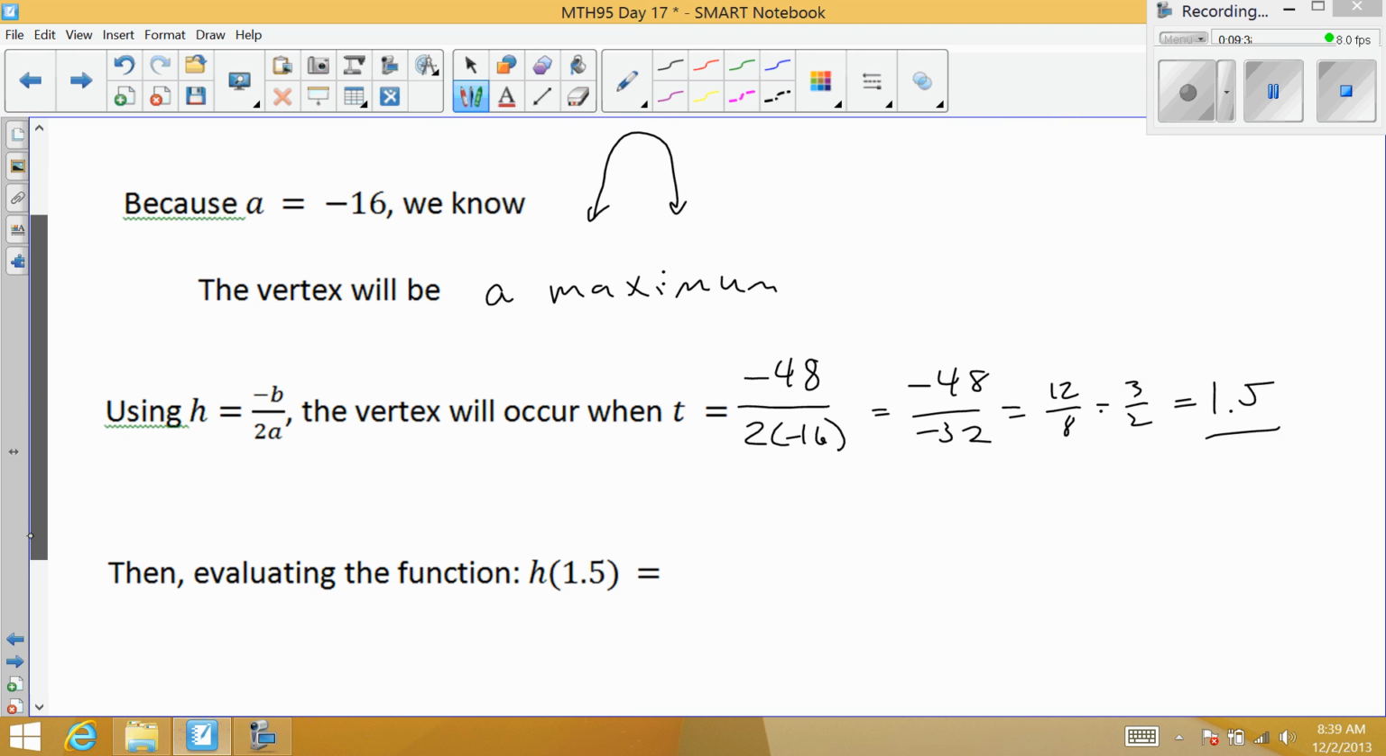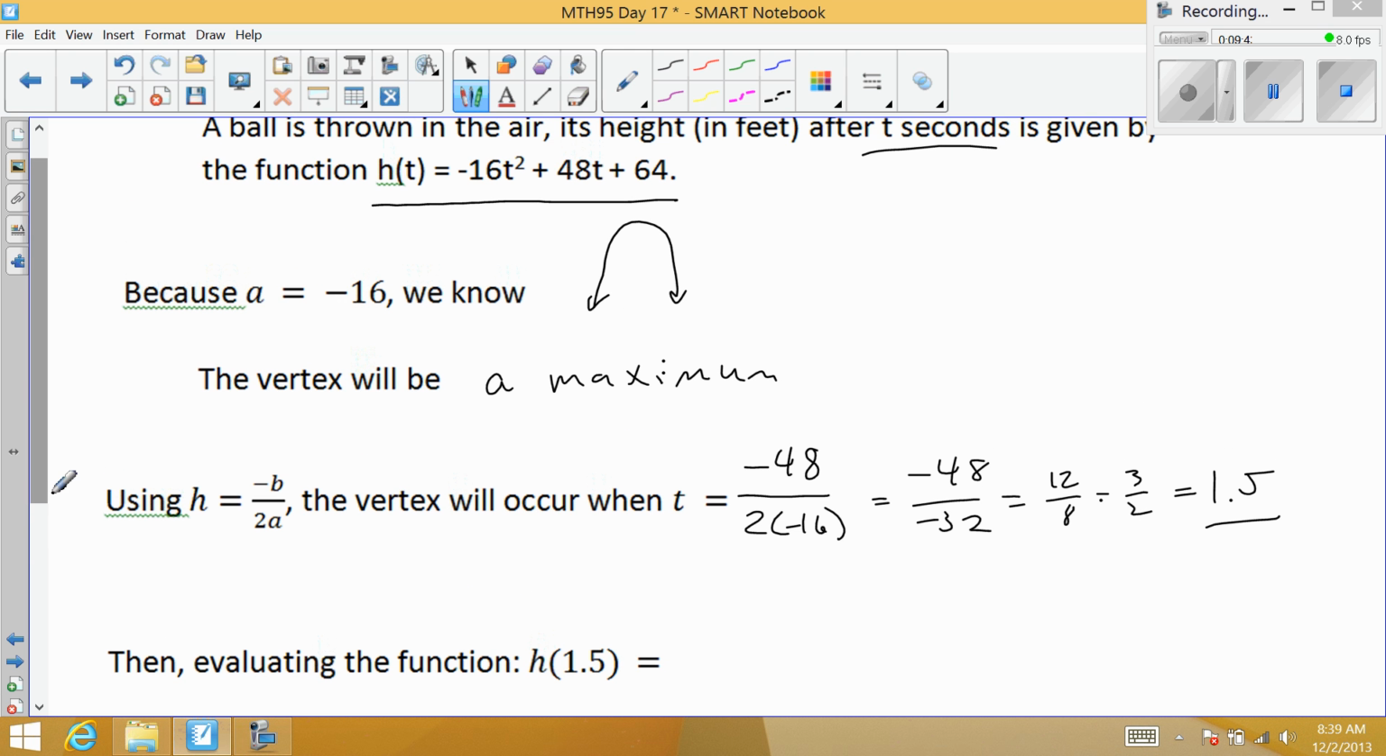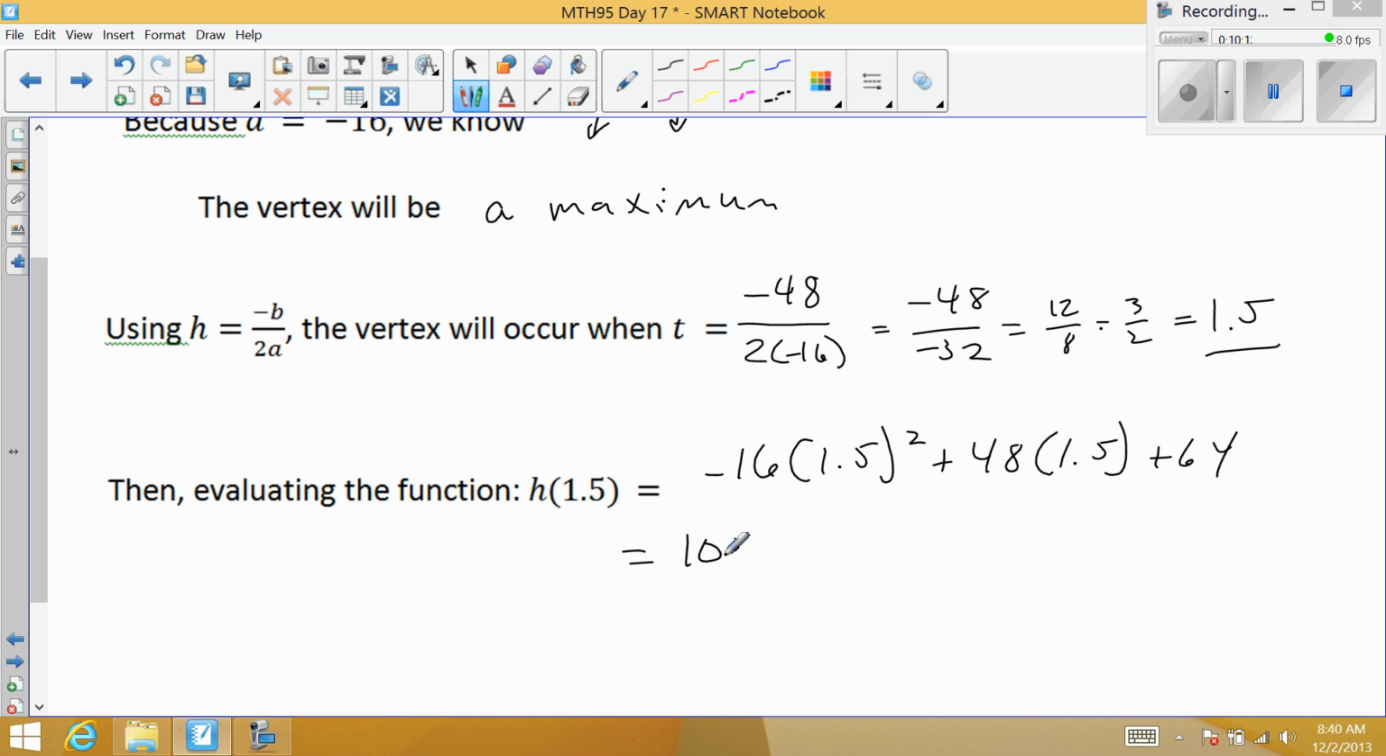Then to find the height the ball reaches, we can evaluate the function at this value of t, 1.5. So negative 16 times 1.5 squared plus 48 times 1.5 plus 64. And I think I'll just run that through my calculator real quick. You probably got there before I did. That gives me h equals 100, and this is going to be in feet.